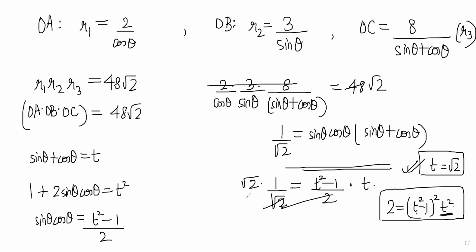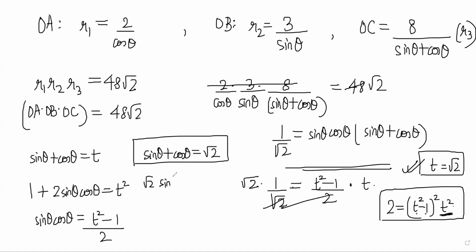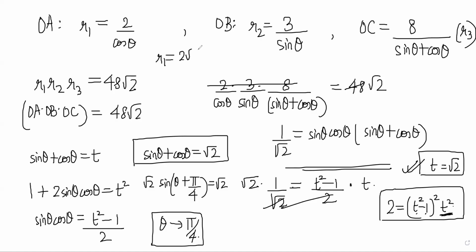So t is equal to root 2 becomes a solution, which means sine theta plus cos theta is equal to root 2. And from here, I can write this as root 2 sine of (theta plus pi by 4) is equal to root 2, which implies theta is pi by 4. So once I get theta as pi by 4, I can find each of the R1, R2, and R3. I will get R1 is equal to 2 root 2, R2 is equal to 3 root 2, and R3 is equal to 8 by root 2. So it is going to be 4 root 2, right? So R1, R2, R3 have come for us.